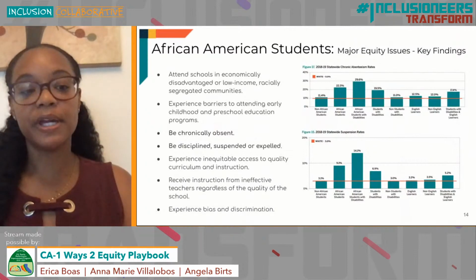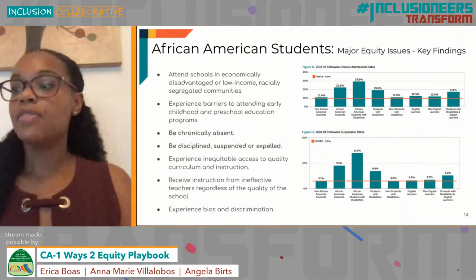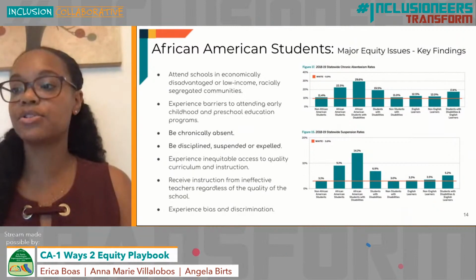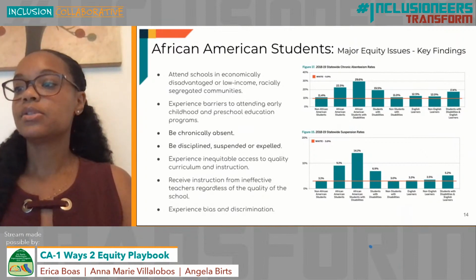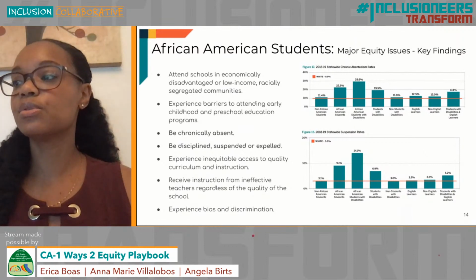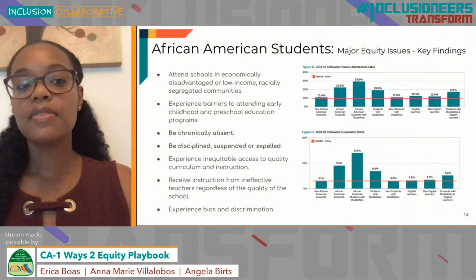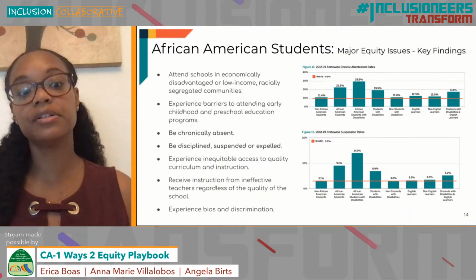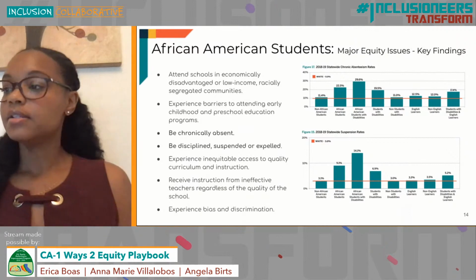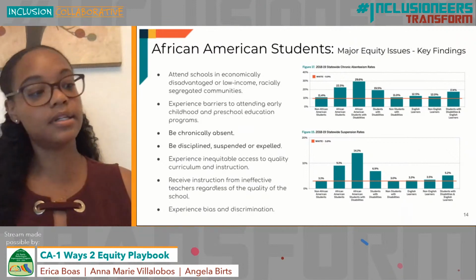There are barriers and equity issues that African Americans face in public schools, and those issues tend to impact students at different levels. Some of those examples include the fact that African Americans are more likely to attend schools in economically disadvantaged or low-income racially segregated communities. They are more likely to experience barriers to attending early childhood and preschool education programs. They are also more likely to be chronically absent and be disciplined or suspended and expelled.